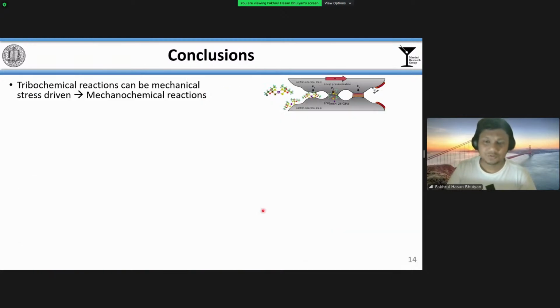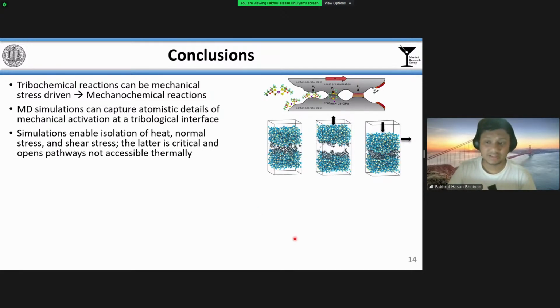In conclusion, we observed that tribochemical reactions can be driven by mechanical stress, and these types of reactions are also known as mechanochemical reactions. By modeling such reactions using reactive simulations, we tried to capture the atomistic details of mechanical activation of these molecules.